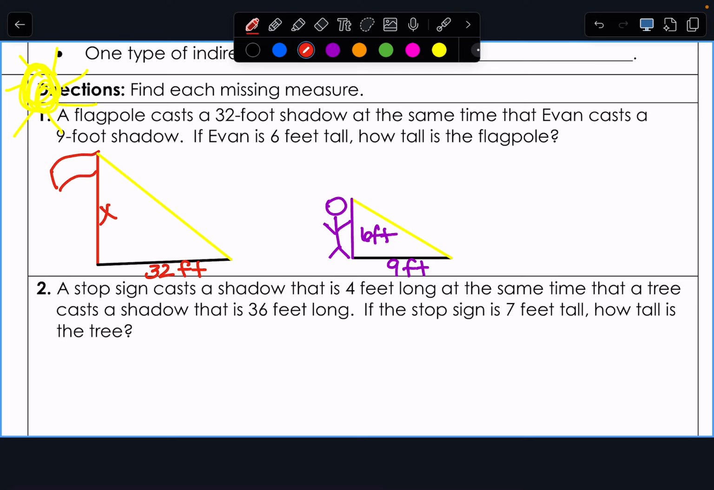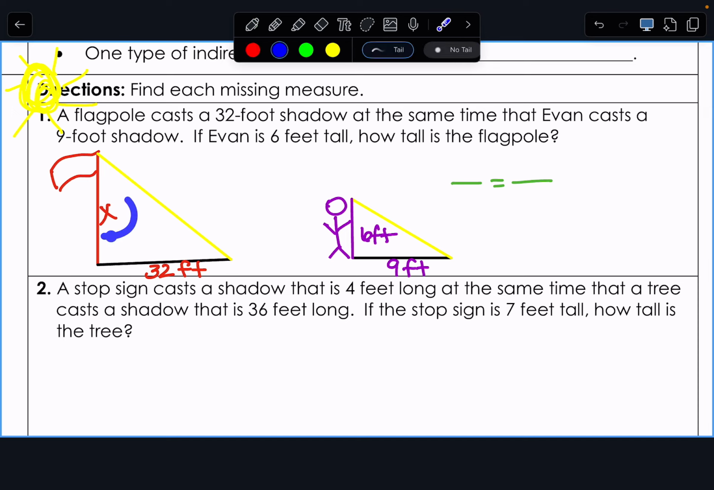Okay. Anybody have a guess? So how about this? Is it going to be bigger or smaller than 32? It's going to be smaller, okay, because Evan's shadow is longer than... Okay, we'll see. All right, so we are going to set up a proportion.